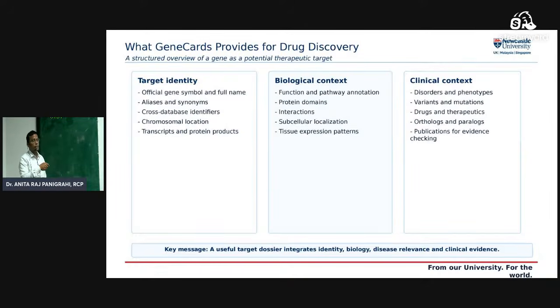Drug discovery is expertise from different fields. This one is the molecular biology field, this is the pharmacology field, and this is the medical field. When these three work together, only then does the drug discovery process happen. In general, if one person thinks about all three, they will be overburdened. A useful target usually integrates identity, biology, disease relevance, and clinical evidence.